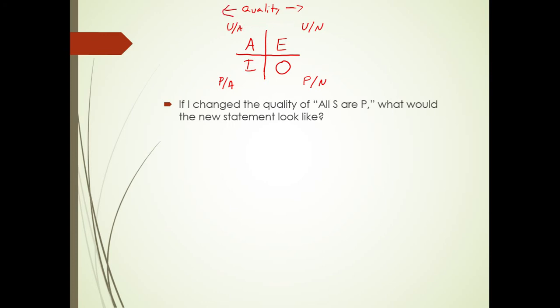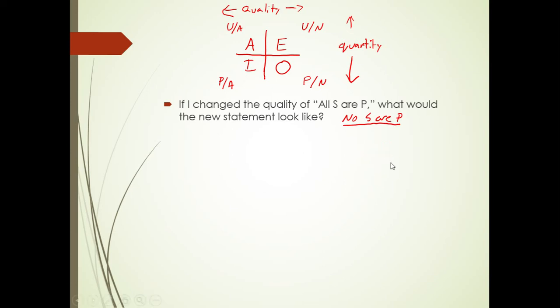So a quality change is going to be a left-right change. You're going from affirmative to negative or negative to affirmative. And a quantity change is going to be an up-down change. If I change the quality of all S are P, what would the new statement look like? You start off with an A form statement and you want to change the quality, so that's a left-right change. You would change it to an E form statement. And so your new statement would read no S are P. And that's going to be the answer for that one.